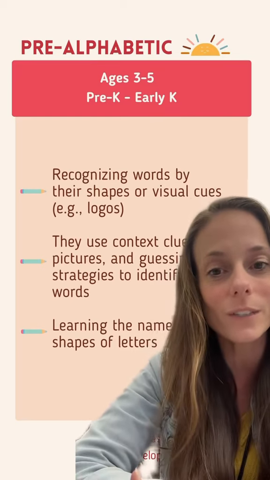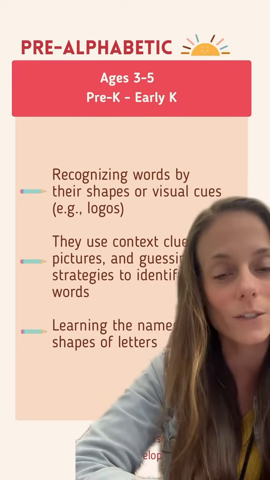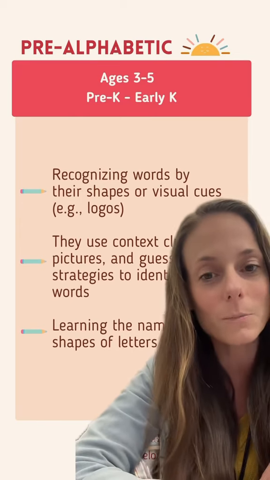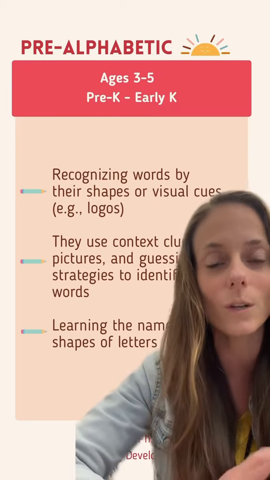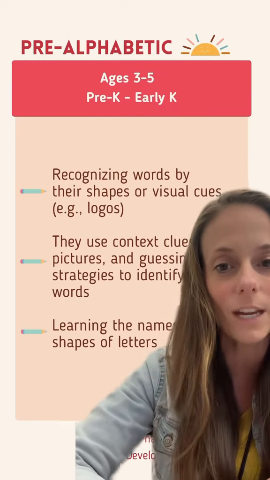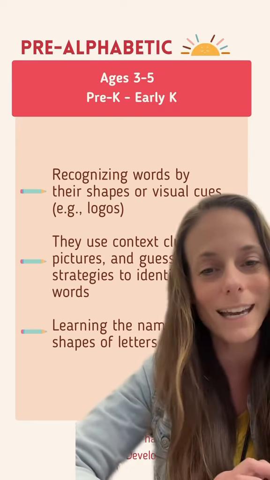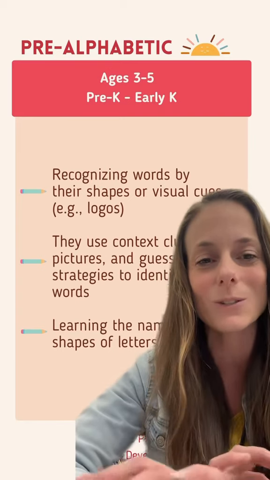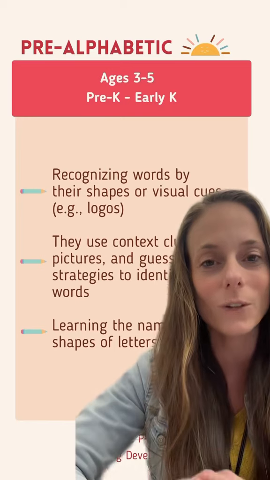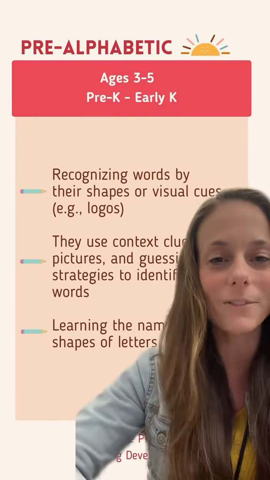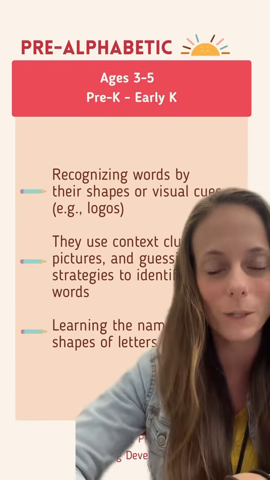And they are learning the names of the shapes of the letters. So they typically at this point do not realize that the letters each have a sound, although we start going into that in the next phase. They're just starting to realize that those lines, those circles, those squiggles actually have names, and then eventually they learn that those letters have sounds, and then those sounds come together to build words.